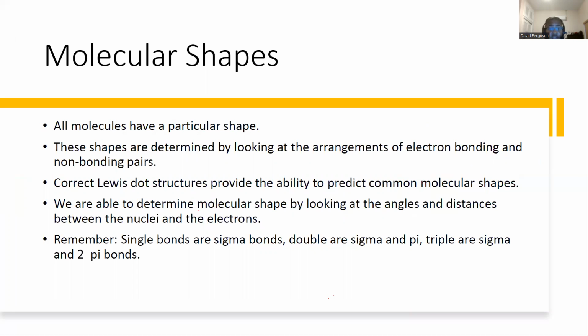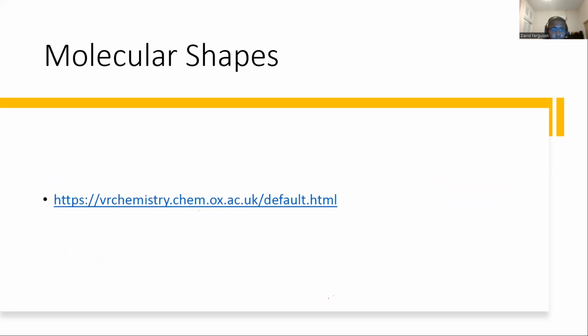Remember, single bonds are sigma bonds, double bonds are sigma and pi, triple bonds are sigma and 2 pi. So that's kind of pointing to MO theory concepts, MO theory ideas, but I just want to expose you to it now. So this is a link you can use to look at simulations from Oxford University.